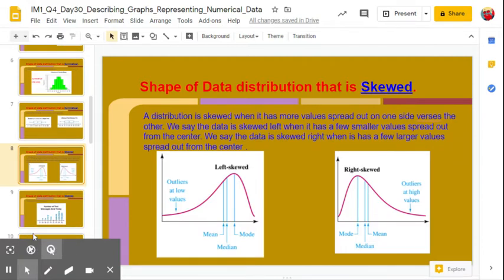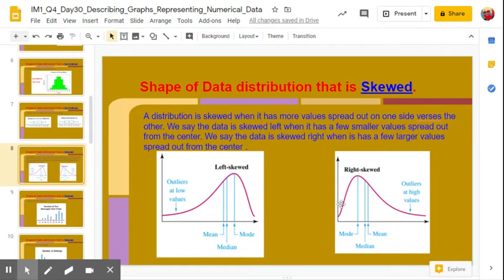Now, a skewed distribution is when you have more values spread out on one side versus the other. And the side where the values are more spread out, that's the side we say is skewed. So it's going to be either skewed to the left or skewed to the right. So if you look here at the skewed to the left, we have a number of values. The lower values are more spread out. The upper values, the higher values in this data set, are more clustered close together, right? So this would be skewed left. You'll see a tail of the curve. It goes to the left.